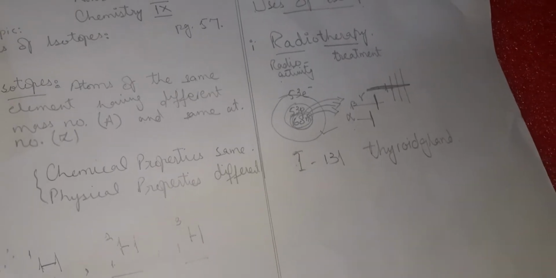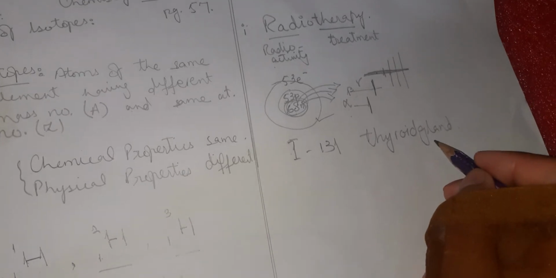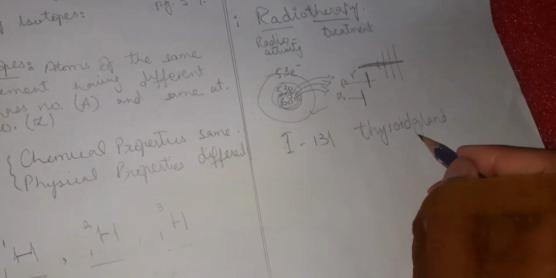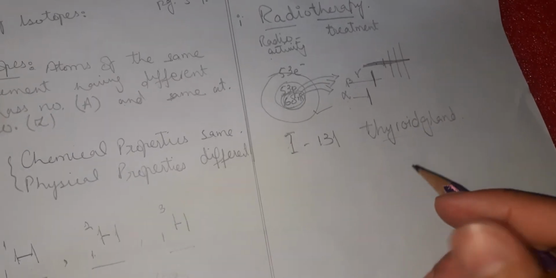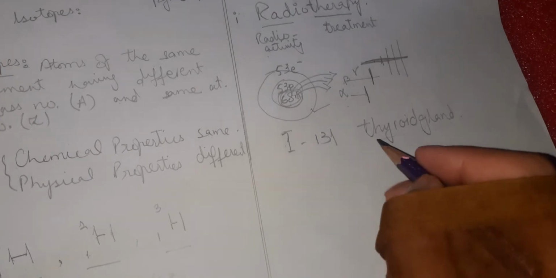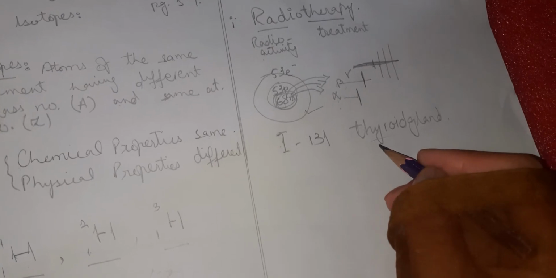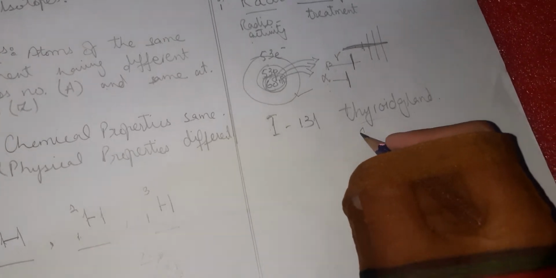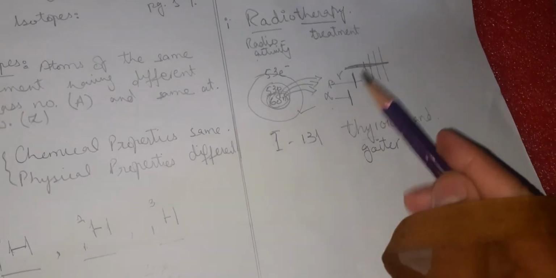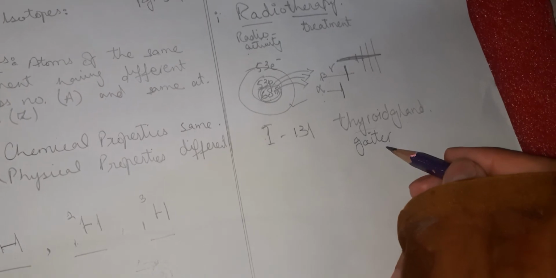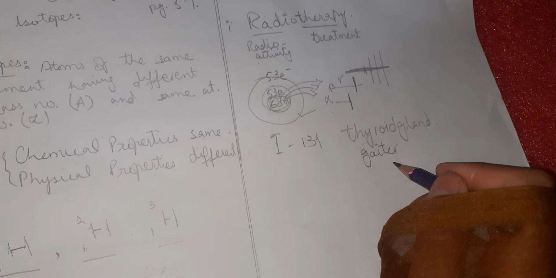They do use iodine 131 to cure the thyroid gland. How? Not the thyroid gland itself, but the enlargement of the thyroid gland. This enlargement of the thyroid gland, or the swelling in your neck, is known as goiter, right? So iodine is used in the radiotherapy of the thyroid gland's goiter.